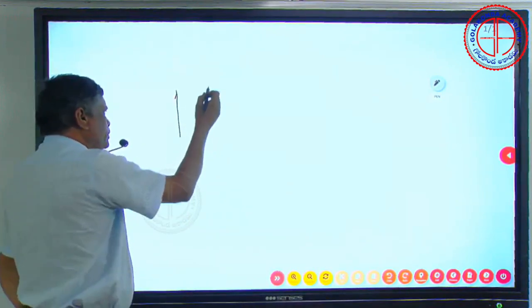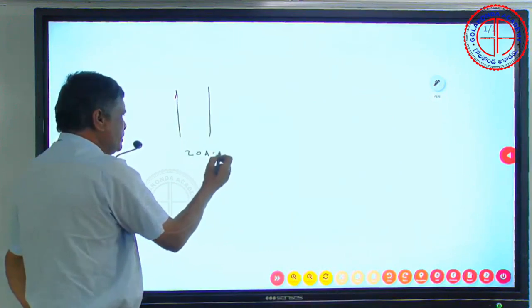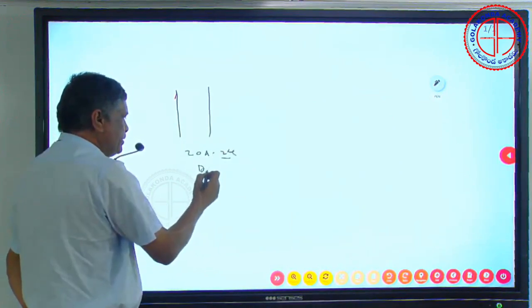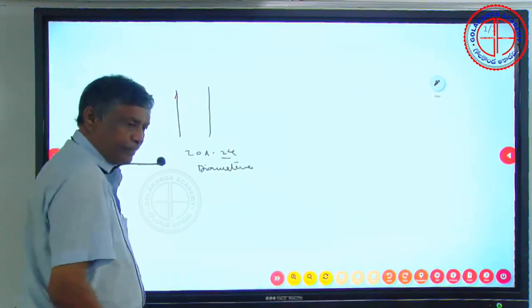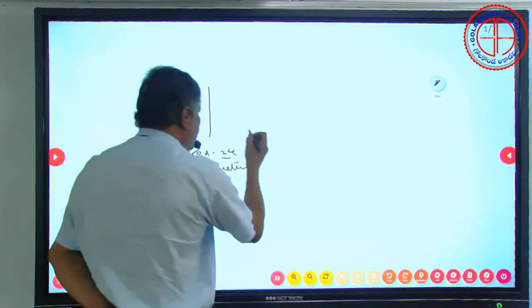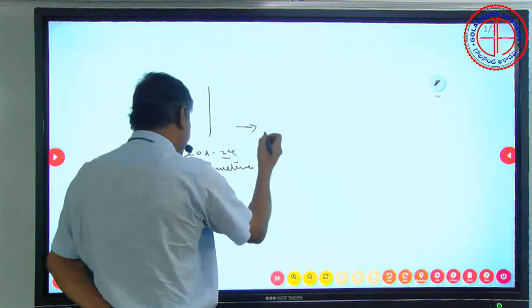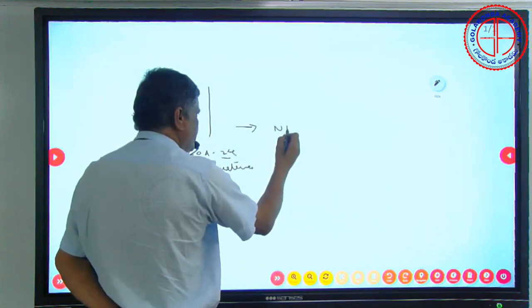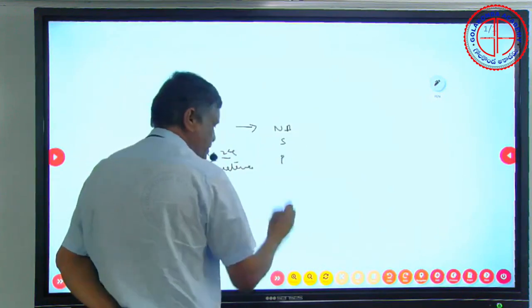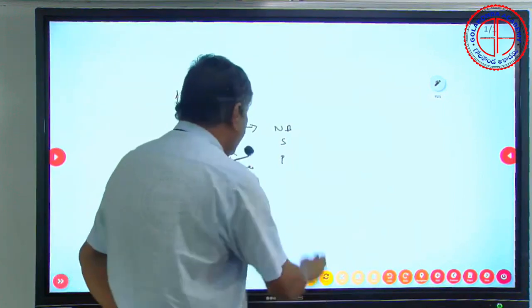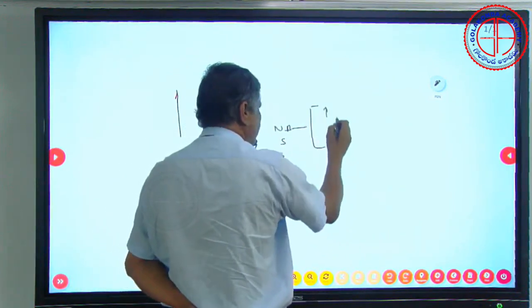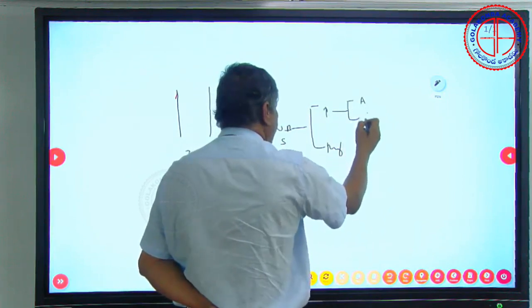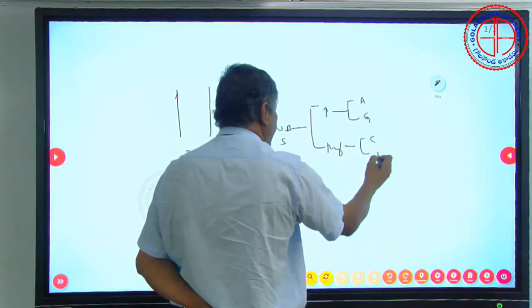Between the two helices, the 20 angstroms is nothing but the 2 microns; we can say it is the diameter. And the chemical composition of DNA is nitrogen bases, sugar and phosphate. Then the nitrogen bases are of two groups, purines and pyrimidines. Purines are adenine and guanine; pyrimidines are cytosine and thymine.